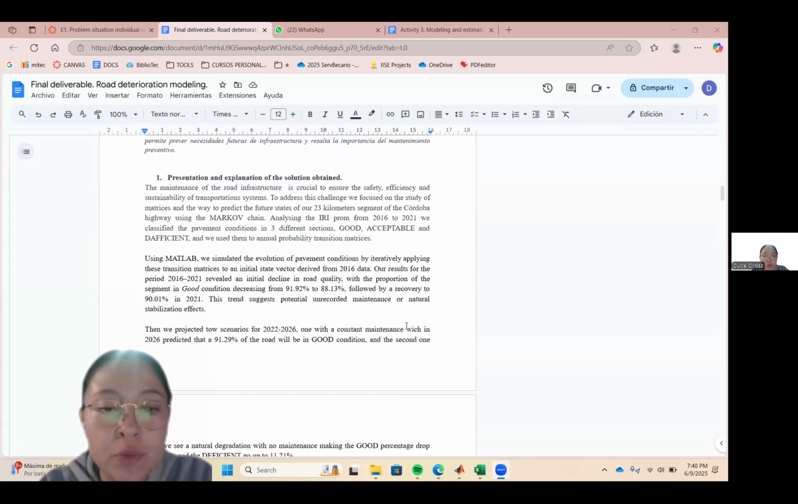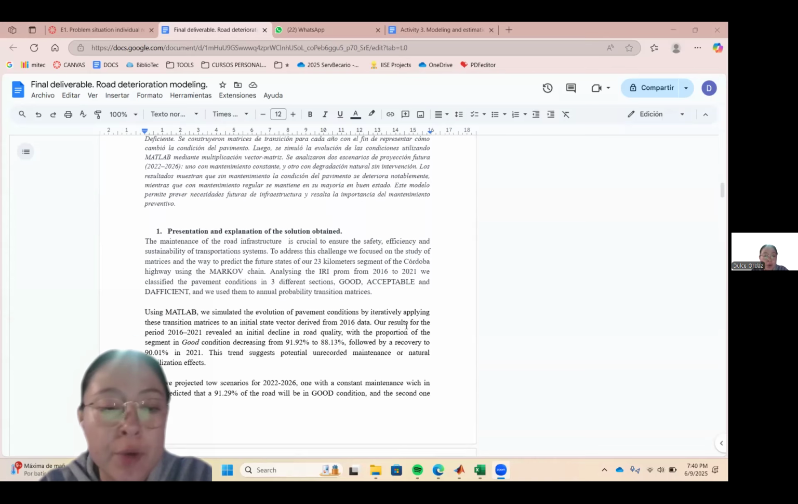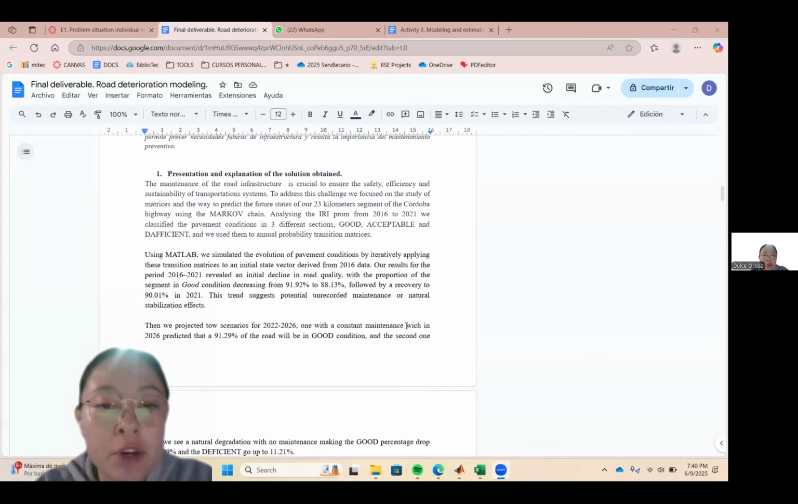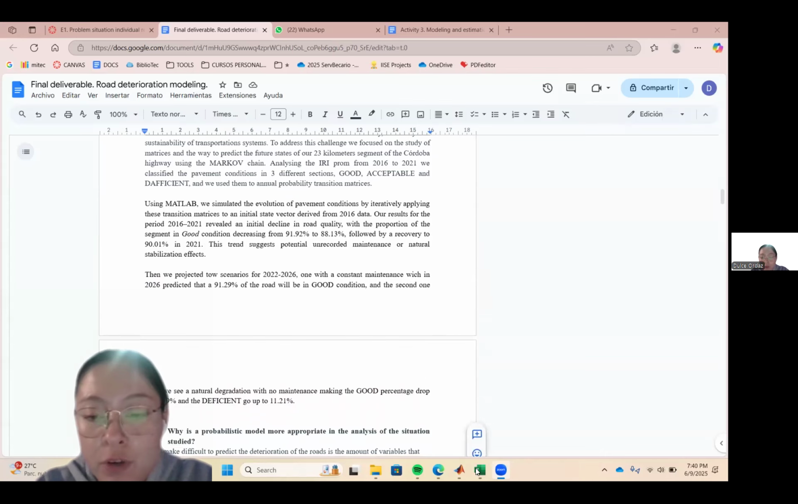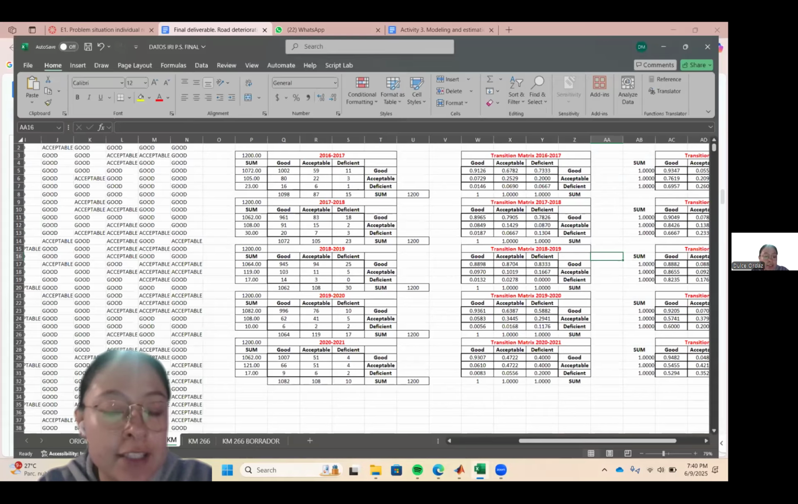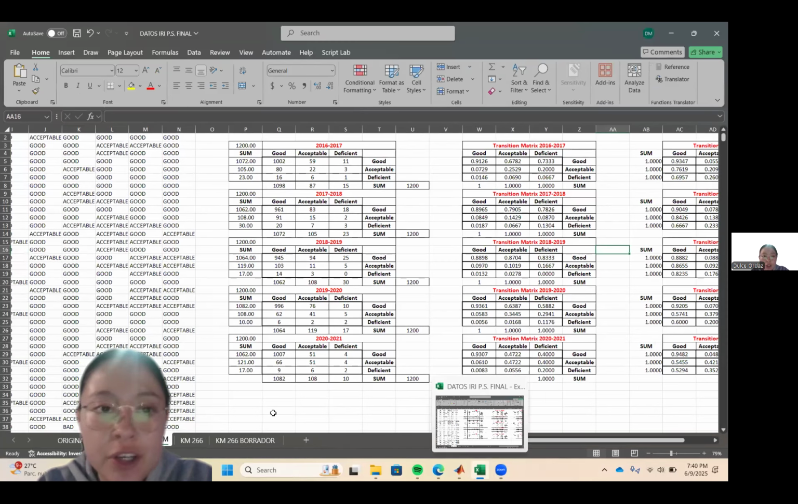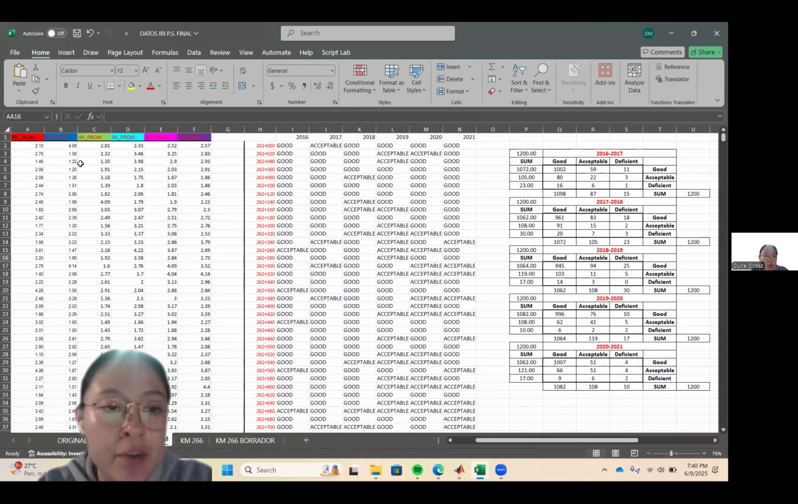We were asked to predict the road physical conditions for the Cordoba road from specific kilometers, but in our case, we chose 23 kilometers, going from kilometer 262 to 285. First, going directly with the data, we use the physical conditions with the diagram for each year.